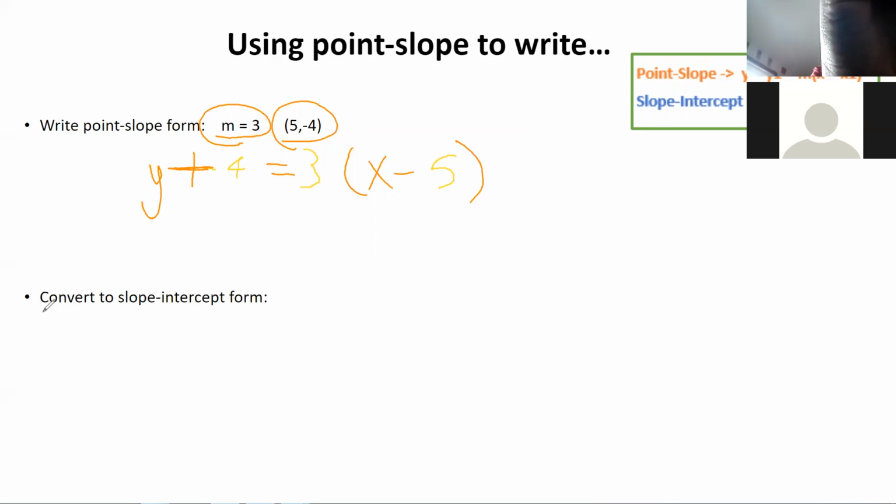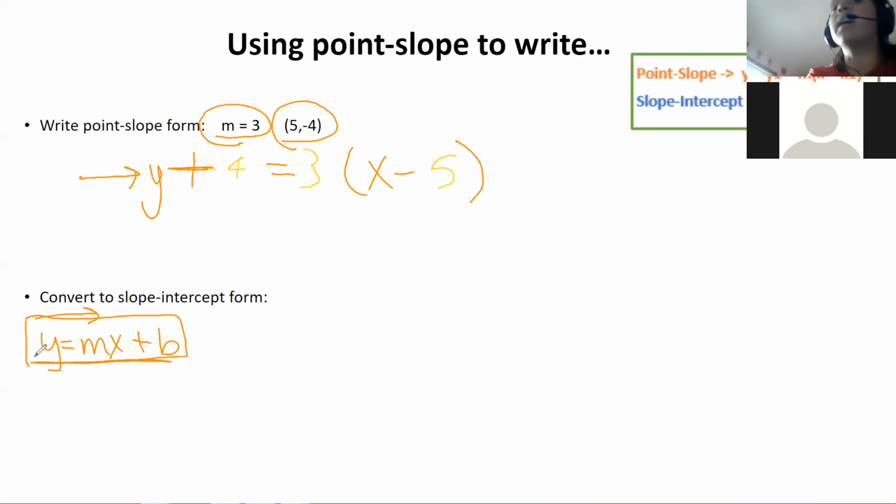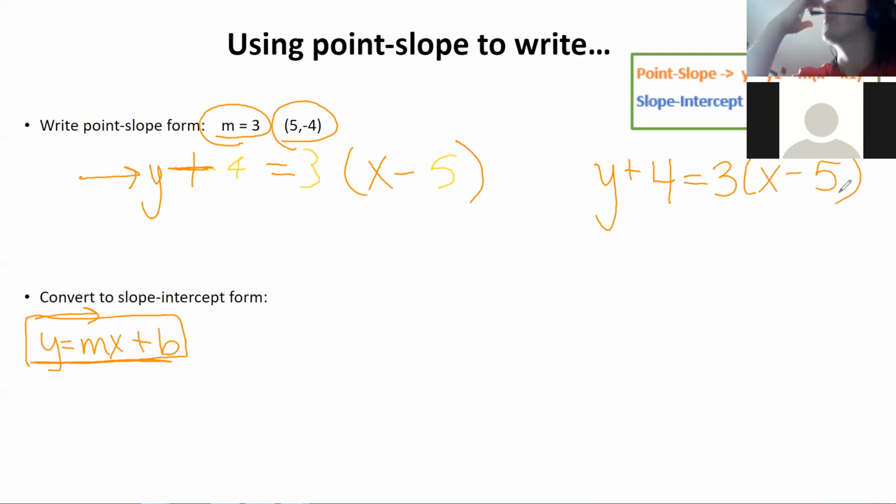So now what I want to do is take this and convert it to slope intercept form, and that is y equals mx plus b. So it's got to be kind of uber simplified there. I got to have just a y on one side. So let's take a look at our equation here. What do you guys think I'm going to do first? How would I start simplifying this?